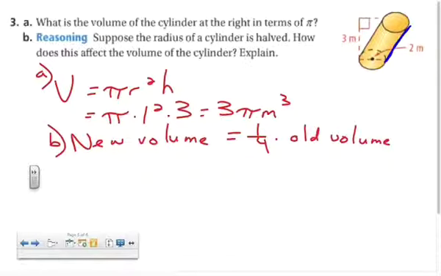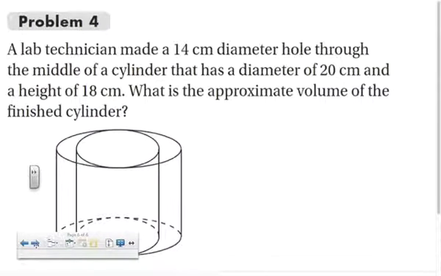The last 3 problems are more like this guy right here, which is a composite figure. All a composite figure is 2 things put together, right? And what you're looking at in this figure in problem 4 is a cylinder with a hole in the middle. So how would I find the volume of that cylinder, if it's a cylinder with a cylindrical hole in the middle?